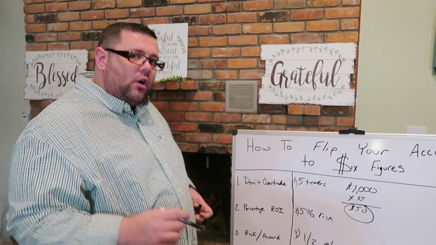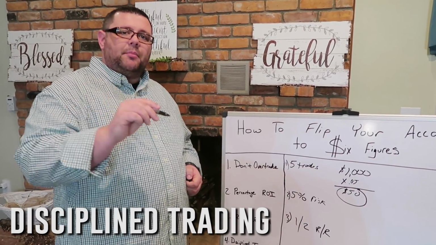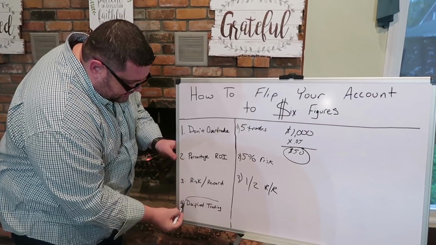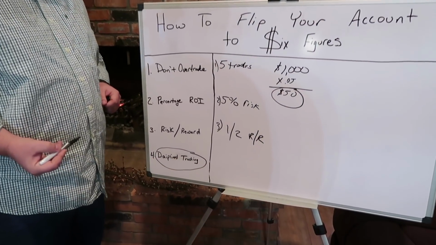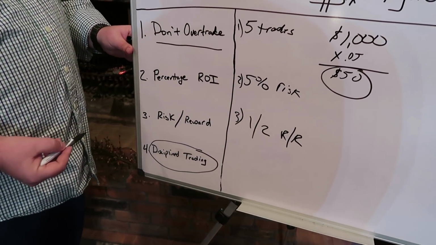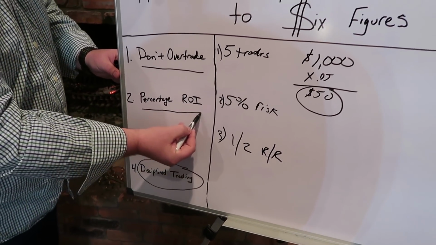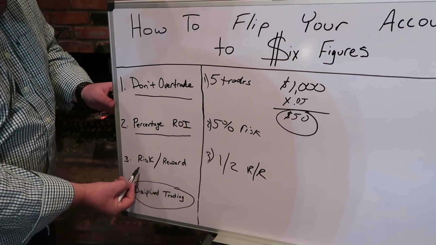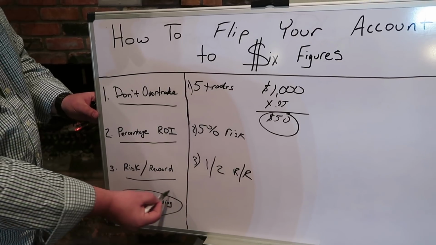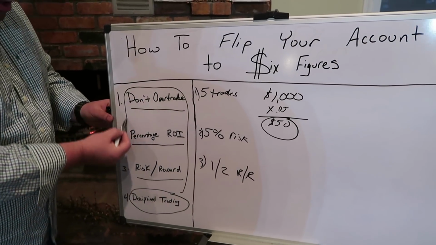And then rule number 4 is disciplined trading. I'm going to show you what all this means and how it comes into play. Disciplined trading, meaning I don't overtrade. I take a percentage-based ROI. I use a minimum of a 1 to 2 risk reward. And then I'm disciplined in all of this.